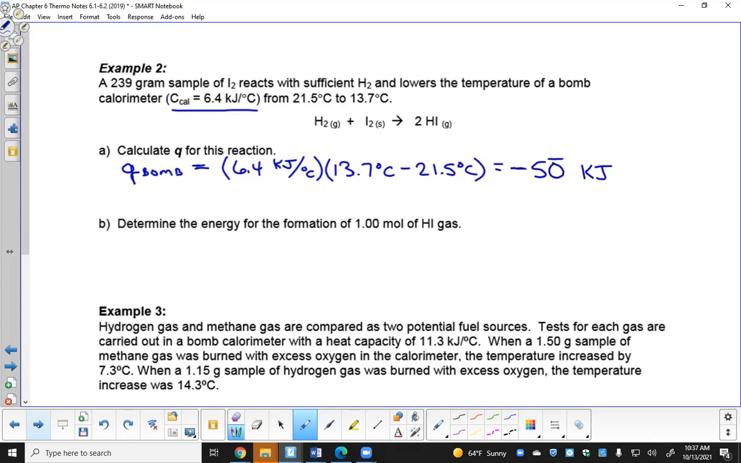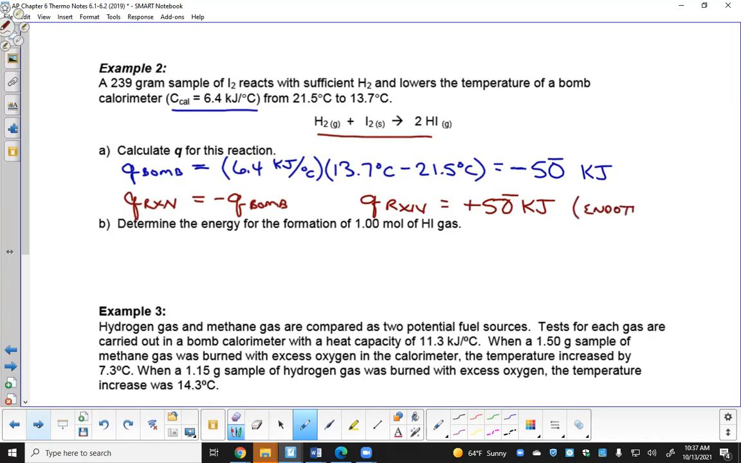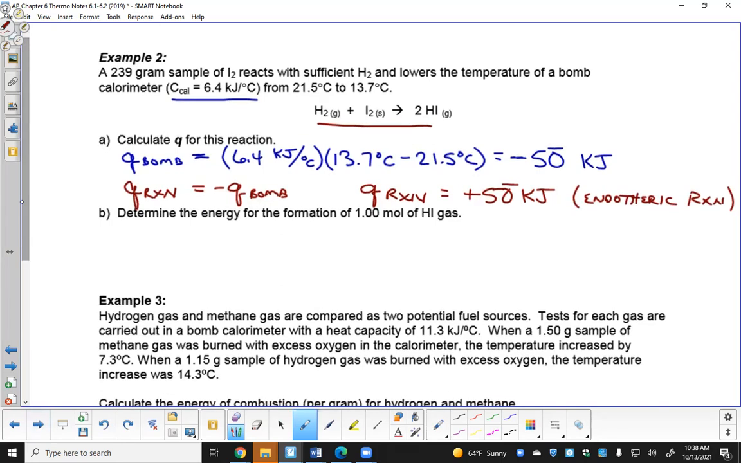So all I know from that right now is the bomb gives off that much energy, and that's why the temperature of the bomb, the calorimeter, went down. So then it's also true that if I'm looking at the reaction, that's negative whatever is going on in the bomb, then the Q for the reaction stayed up here, positive 50. So that's the point. So we got all the bomb calorimeter stuff out of the way.